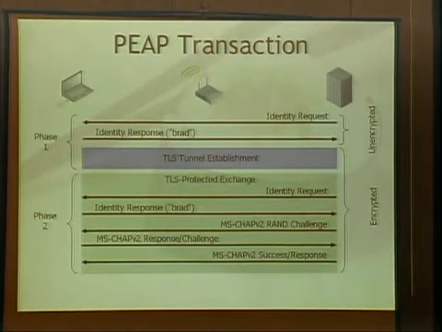Anyway, if it is anonymous, we have that TLS tunnel establishment. This is where the client authenticates the RADIUS server and sets up the tunnel. Then inside this phase 2 is what happens inside of that. Now we get another identity request and another identity response. This time, the username has to be really what it is, because this is what's going to be used for your authentication credentials. And this is just a standard MS-CHAPv2 handshake.